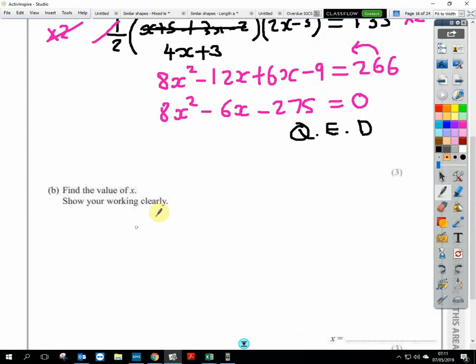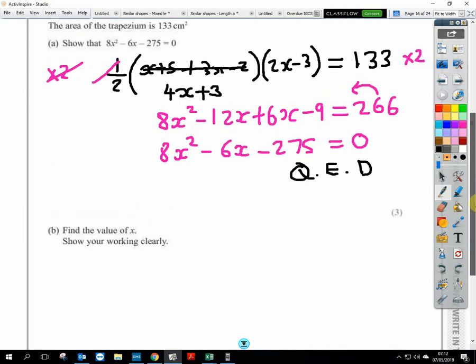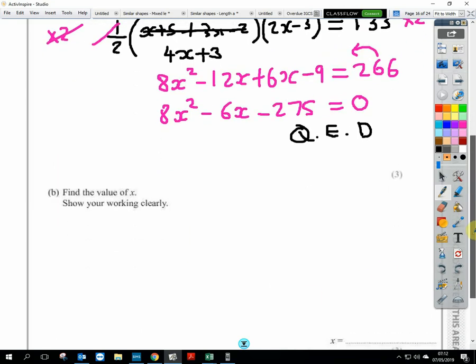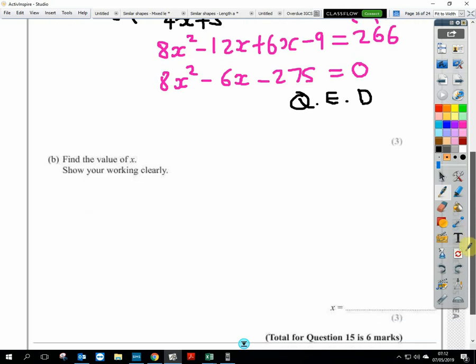Find the value of x. This is the stage where you need to use the quadratic formula, or you can factorize it. Okay, I will use the quadratic formula, but you must not use and solve this equation in part A, because if you do, you don't get the marks for part A, and you don't get the marks for part B because you've done part B's work in part A's space. So let's write it down nice and clearly.